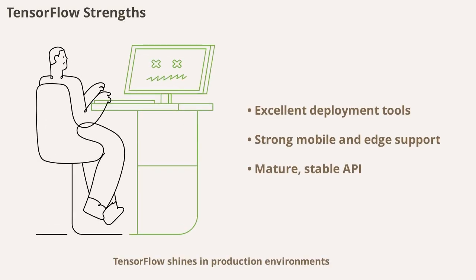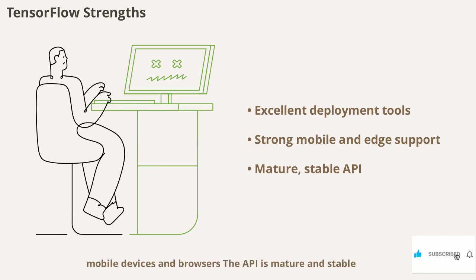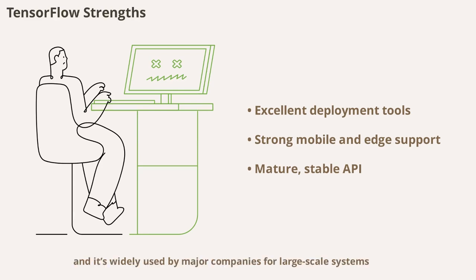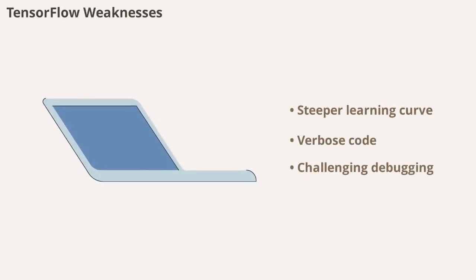TensorFlow shines in production environments. Its deployment tools like TensorFlow Serving, TensorFlow Lite, and TensorFlow.js make it easy to bring models to servers, mobile devices, and browsers. The API is mature and stable, and it's widely used by major companies for large-scale systems. If your goal is to build robust, scalable AI solutions that need to run reliably in production, TensorFlow is a strong choice.